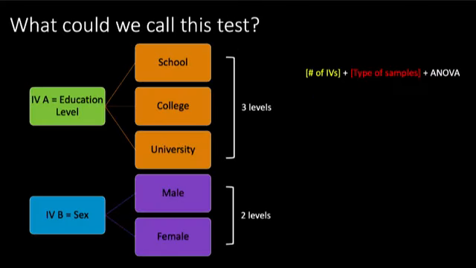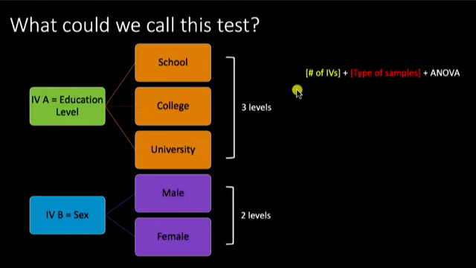So, as an example of what we call this test, because we didn't have a very clear-cut example in the lecture notes, we can break this down by looking at the independent variables. So we have independent variable A as education level, and it has 3 categories or 3 levels: school, college, and university. Then we also have independent variable B, which is sex, and that can be split into males and females, so that's 2 levels. Right?